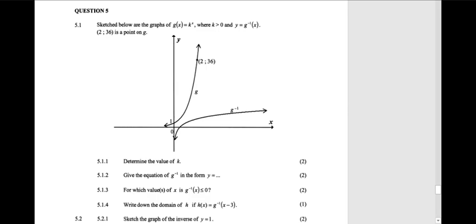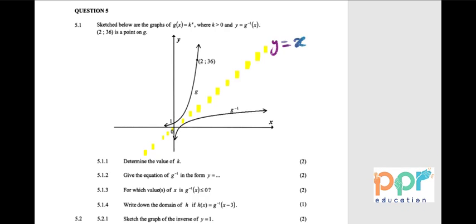So this is an inverse of this, which means we want a reflection along the line y is equal to x. So the equation of the line is y is equal to x. Now, the first question is, determine the value of k. To find the value of k, you just need to do substitution.